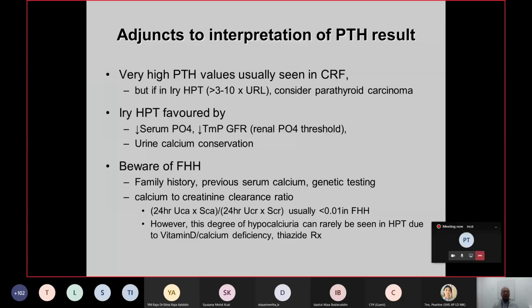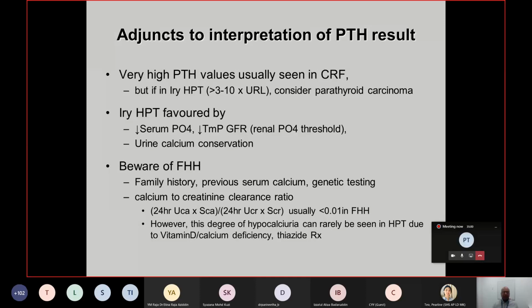The other biochemical features of primary hyperparathyroidism are a low serum phosphate due to renal phosphate wasting, and we usually calculate TMP-GFR, which is a measure of the renal phosphate threshold. If the renal phosphate threshold is low, then there's phosphate wasting, which is what happens in primary hyperparathyroidism. Alternatively, calcium is in fact conserved by PTH action. So in primary hyperparathyroidism, there's urine calcium conservation, so urine calcium is lower than expected for that serum calcium.